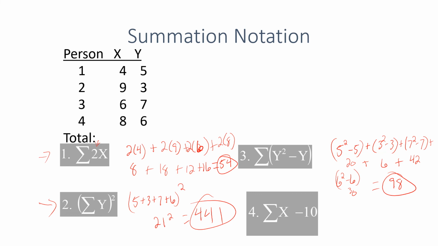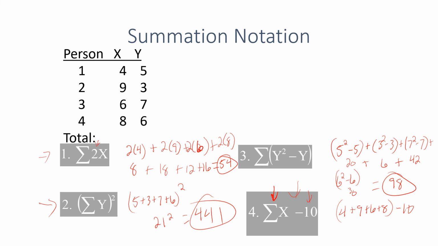Okay, this is that special one I was talking about a minute ago, where you got to remember to work from left to right. So there's no parentheses here. So what we're going to do is we're going to do the summation first, because it's addition, and then we're going to do the addition subtraction to the right of it. So we're going to take the sum of x, which is 4 plus 9 plus 6 plus 8, and then after we do that, we're going to subtract 10.